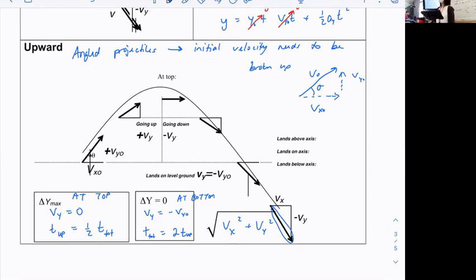In terms of variations of the problem, if it lands above the axis, so it lands above where it started, my delta y would be positive. If it lands on the axis, so it lands at the same launch height, my delta y is 0. And if it lands below the axis, my delta y is negative. Okay. So those are just some variations in terms of how you could extend the problem out.